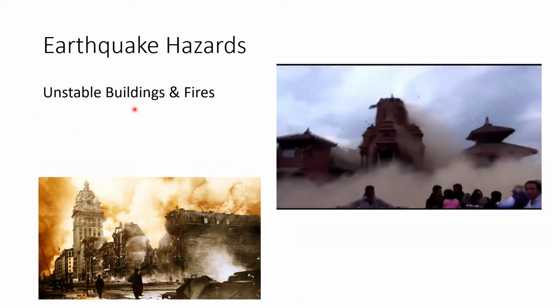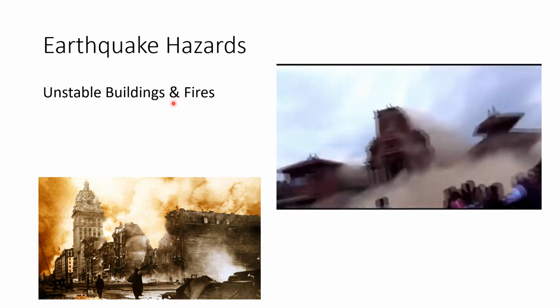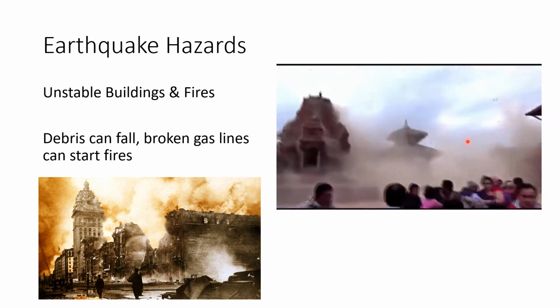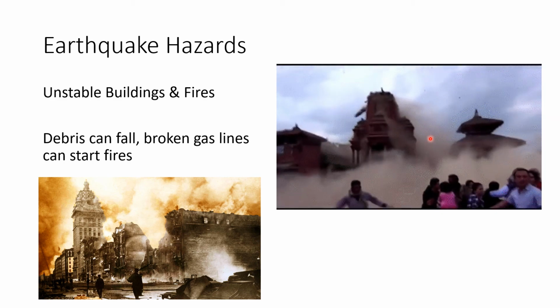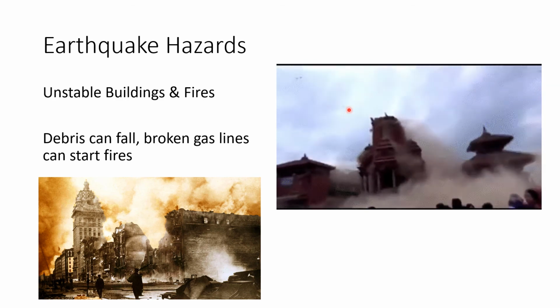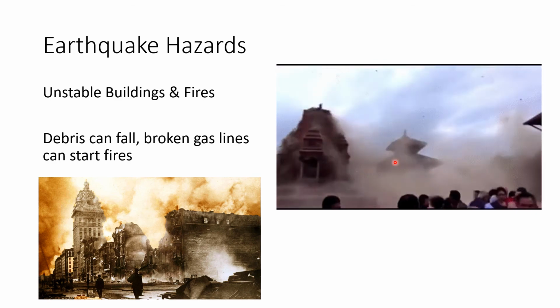So the final couple of hazards that are associated with earthquakes are unstable buildings and fires. So here is a little video of an earthquake that happened in Nepal. And so you can see that as the earthquake happens, this building was not built to withstand earthquakes, and so it just crumbles apart and big pieces of debris fall, and those can crush people.